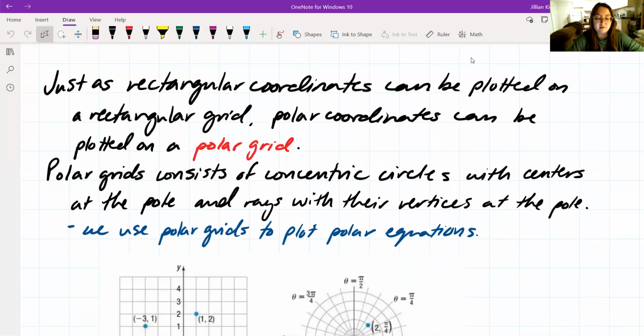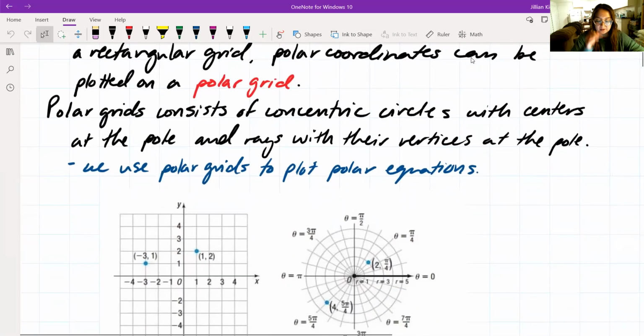So starting off, just as rectangular coordinates can be plotted on a rectangular grid, polar coordinates can be plotted on a polar grid. Polar grids consist of concentric circles. This is circles within circles, and with centers at the pole and rays with their vertices at the poles. We use polar grids to plot polar equations.